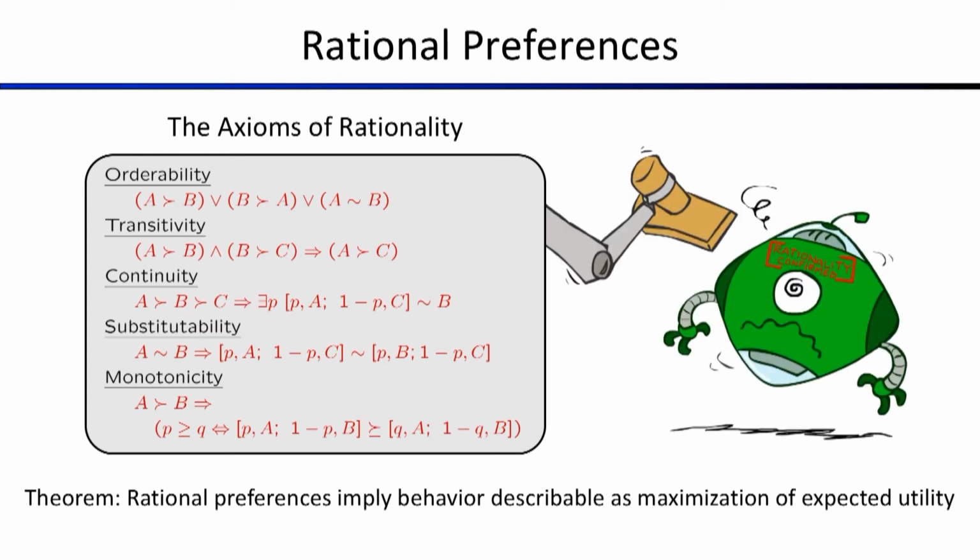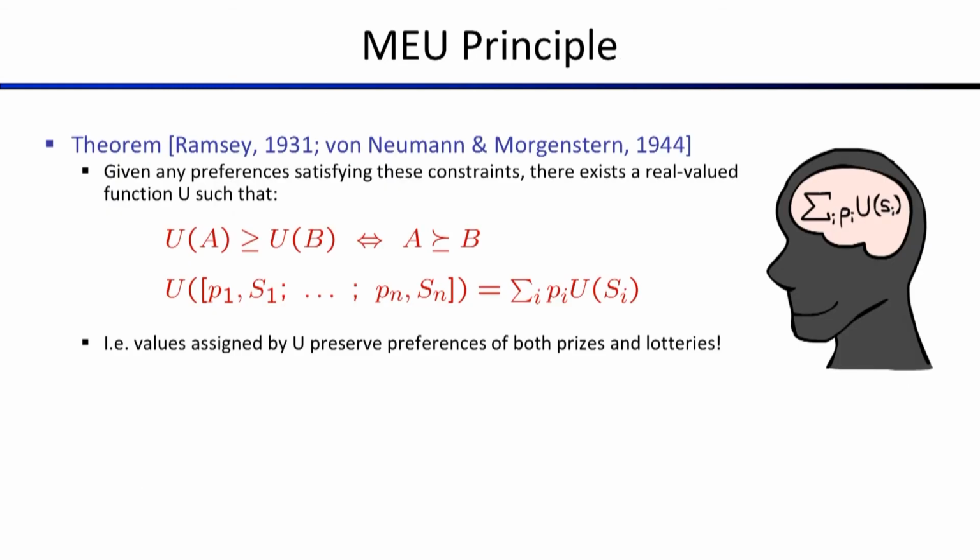There's a theorem from 1931. Given any preferences satisfying these constraints, there exists a real valued function U such that U of A bigger than U of B if and only if A better than B. And also, if you have a lottery you're considering, the utility of the lottery is equal to the weighted average of the utilities of each of the outcomes. So this is very interesting. The first part is maybe fairly straightforward, that this would be true as long as there's no lotteries involved, but this is very interesting. This means that averaging according to the probability of the outcomes is the right thing to do, assuming the reward function matches your utility function.